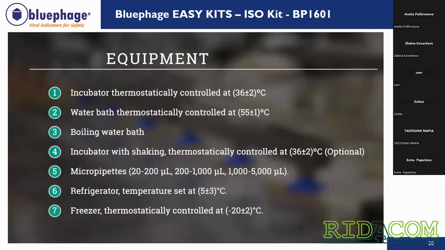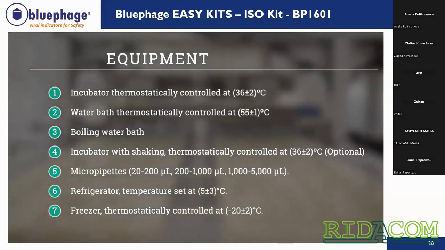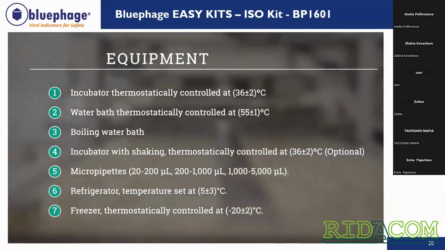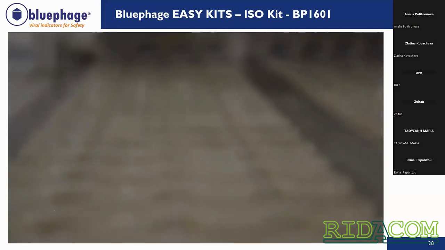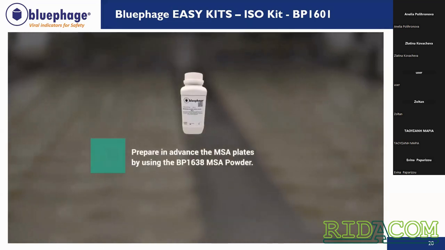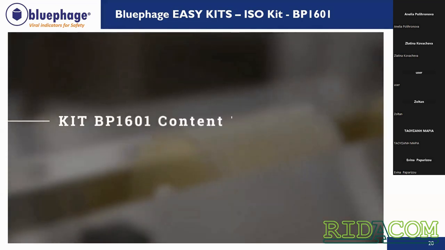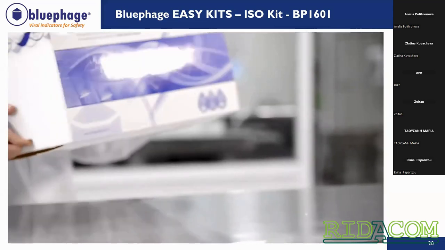Also, you will require micropipettes, a refrigerator or fridge at 5 degrees and a freezer at minus 20. The freezer at minus 20 is to store the biological materials. You don't need a freezer at minus 80 because our biological materials are stable at minus 20. As we said, first of all, we need to have the first layer of the MSA. And once we have that, we start with our kit.